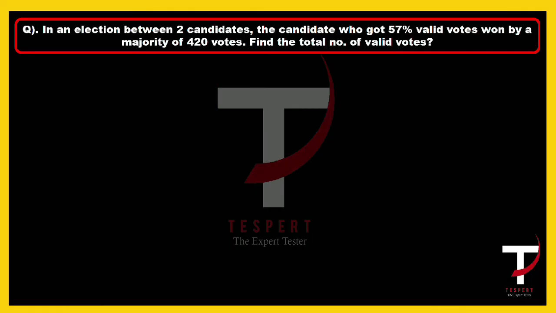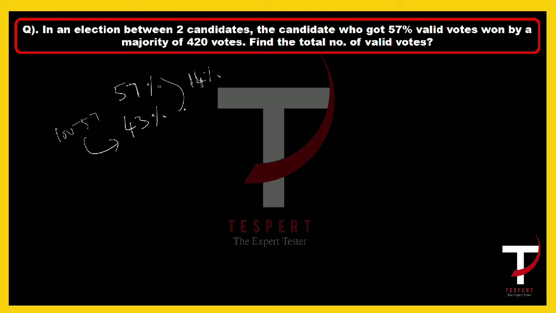In an election between two candidates, the candidate who got 57% valid votes won by a majority of 420 votes. Find the total number of valid votes. So the winner got 57% votes. The loser got how many votes? 43% votes, right? If the winner gets 57, the loser gets 100 minus 57, which is 43%. So what's the difference here? 57 minus 43, which is equal to 14%.